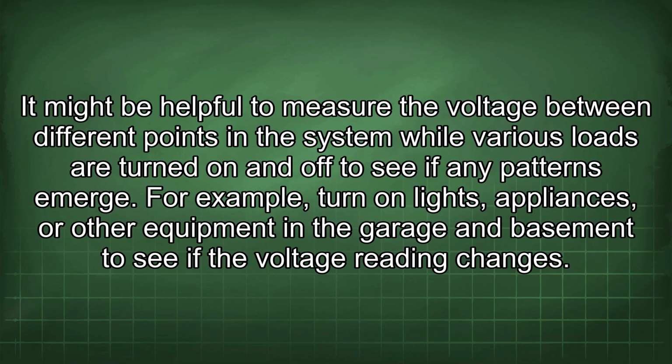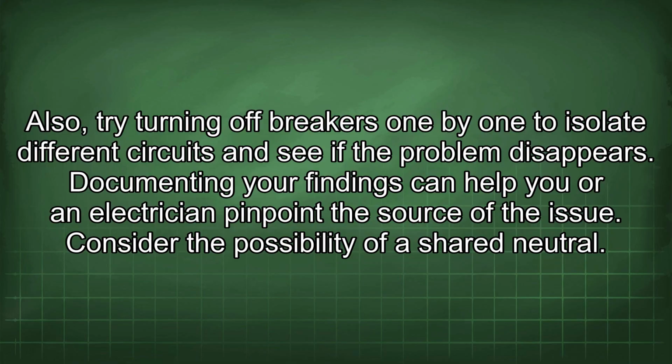For example, turn on lights, appliances, or other equipment in the garage and basement to see if the voltage reading changes. Also, try turning off breakers one by one to isolate different circuits and see if the problem disappears. Documenting your findings can help you or an electrician pinpoint the source of the issue.